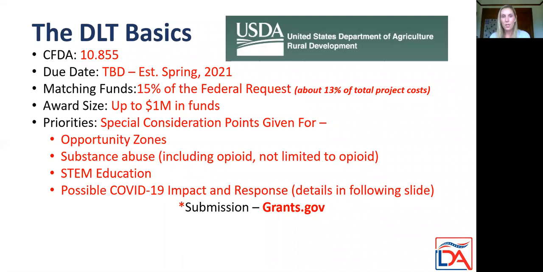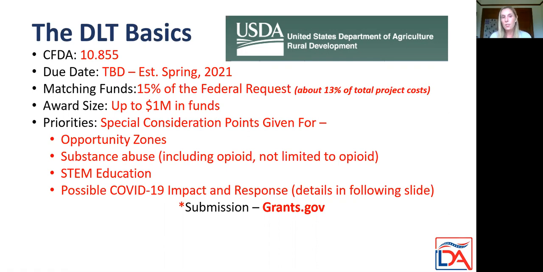It awards up to $1 million, and then you receive additional points towards your score if you fall into different special consideration categories, like an opportunity zone, or if your project addresses substance abuse, including opioid services. Those could also be in the form of community education around substance abuse and opioids, so it does not necessarily need to be clinical or medical treatment for opioids like MAT, but it could be providing education for the community and bringing resources for the community. So that would still count as that category.